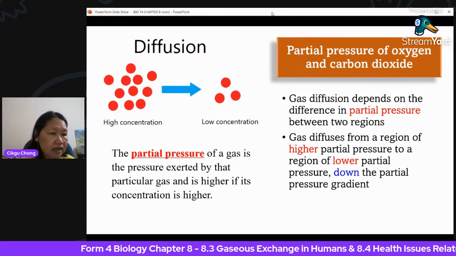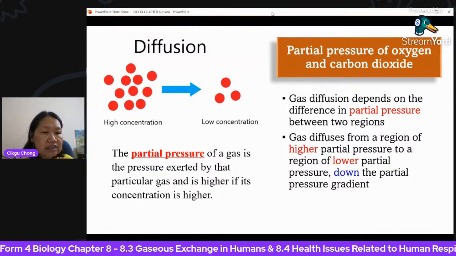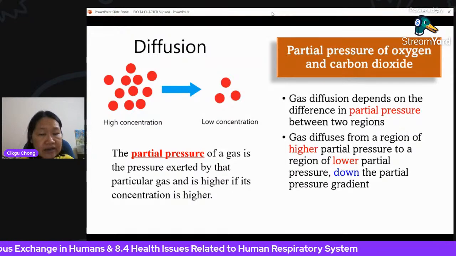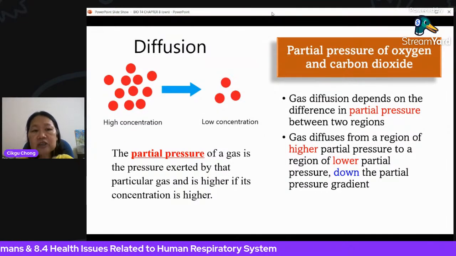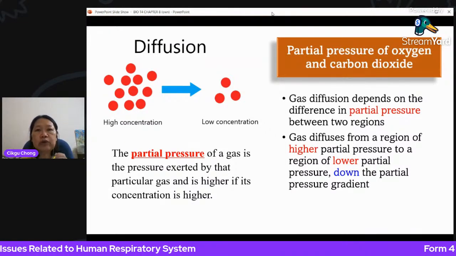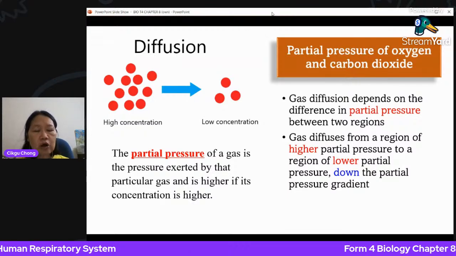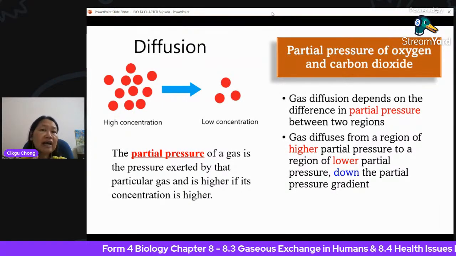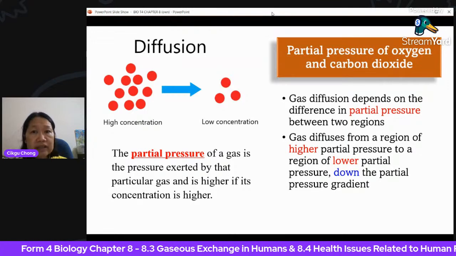So I repeat the sentence here. The partial pressure of a gas is the pressure exerted by that particular gas, and it is higher if the concentration is higher. So you know in the inhaled air, we have more than one type of gas. We have oxygen, we have carbon dioxide, very little. Then we have nitrogen. We also have other gases called the inert gases or the noble gases.